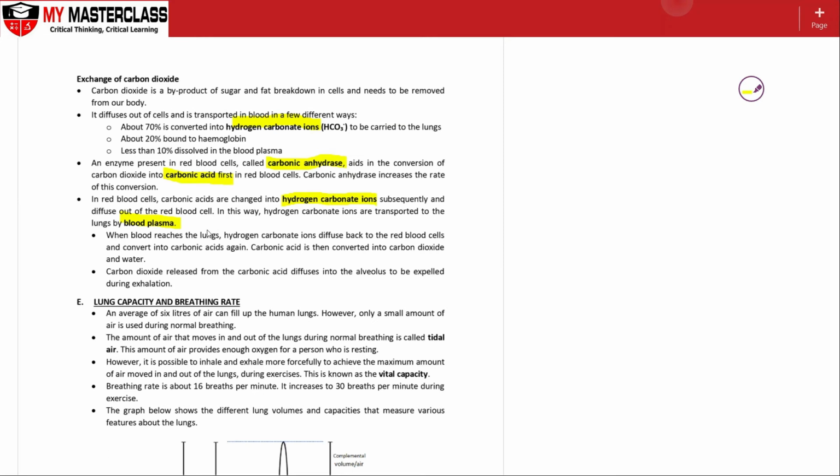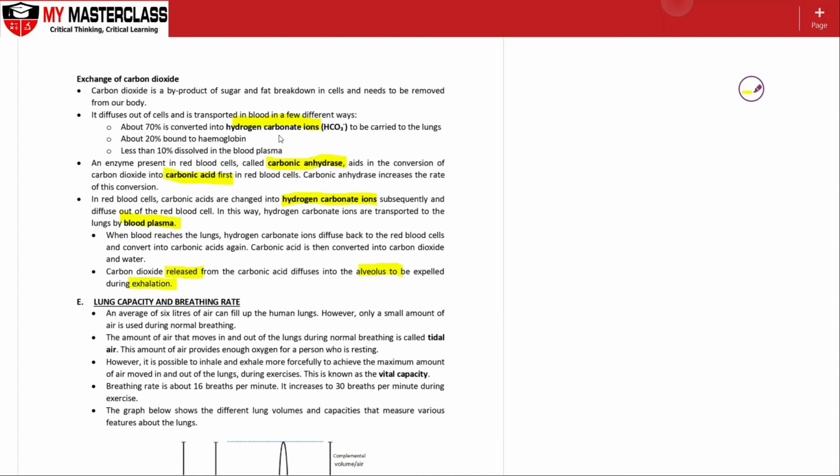When it reaches the lungs, the opposite will take place. The hydrogen carbonate ions will diffuse back into the red blood cells. From hydrogen carbonate ions, it will turn back into carbonic acid. Then the same enzyme, carbonic anhydrase, will convert the carbonic acid back into carbon dioxide, which will then be released from the alveolus to be expelled out during exhalation.